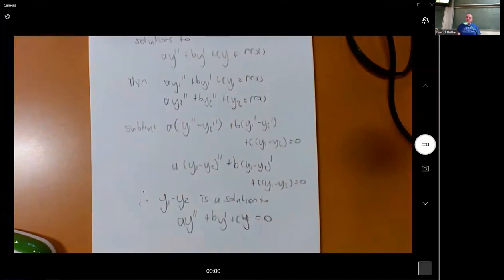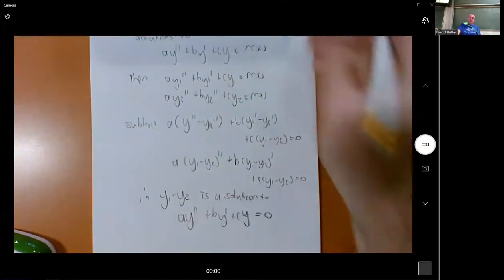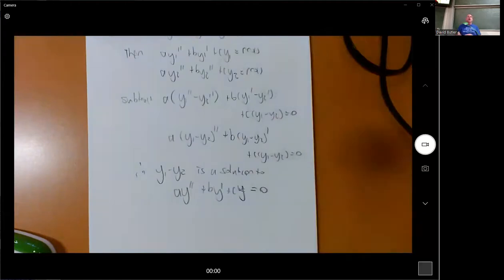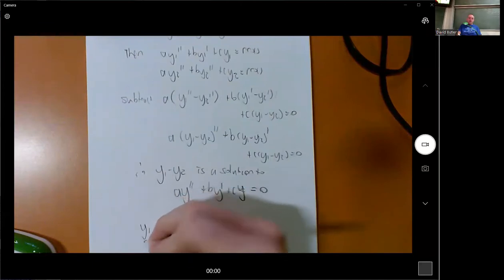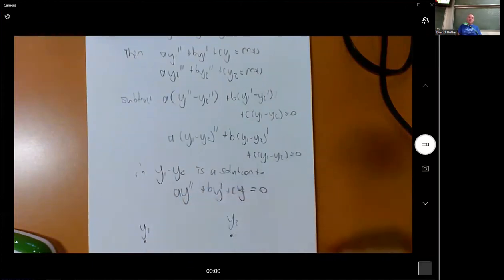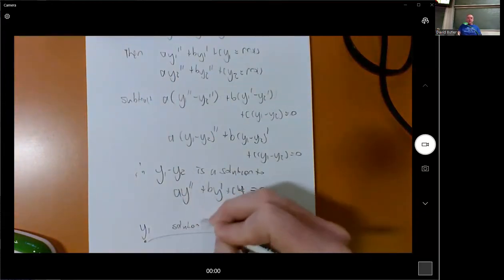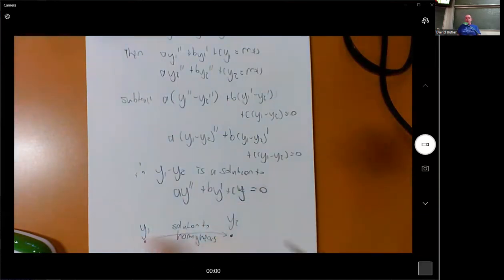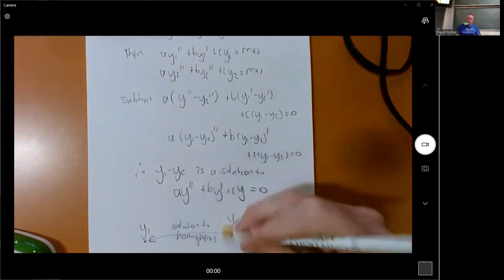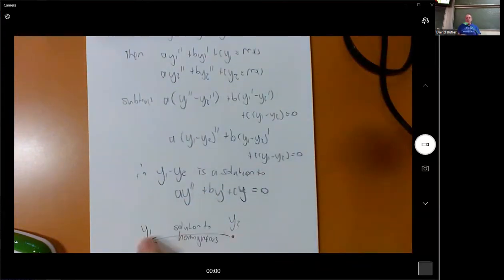Because basically this is saying that if you have y1 and y2, I'm drawing them as dots as opposed to functions, then the gap between them is a solution to the homogeneous one. Because y1 minus y2 is the journey from y2 to y1. The gap between them is a solution to the homogeneous equation.